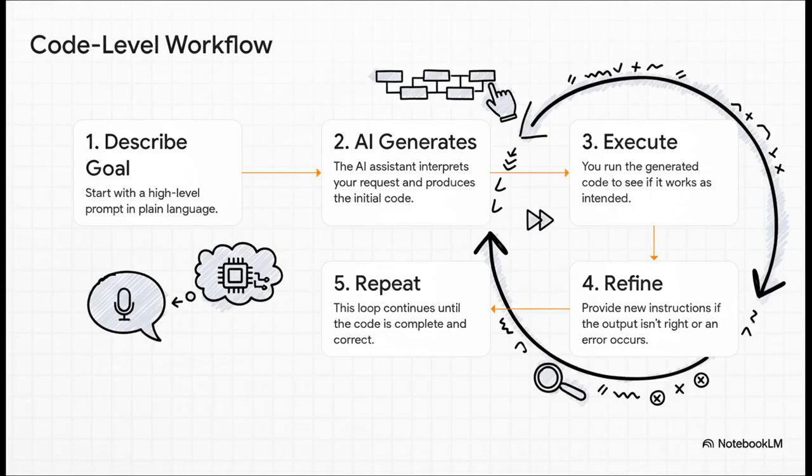You start by just describing what you need. Something simple like, hey, write me a function that reads a CSV file. The AI spits out the code. You run it, see what happens. Maybe it works, maybe it doesn't. So you give it feedback, like, okay, that's good, but now add some error handling. And you just keep going in this loop, refining and fixing until that piece of code is perfect.